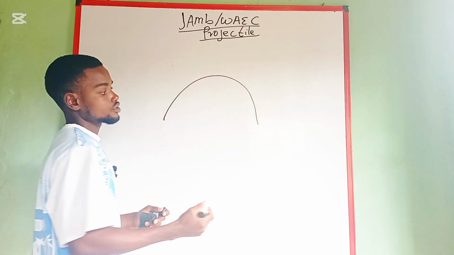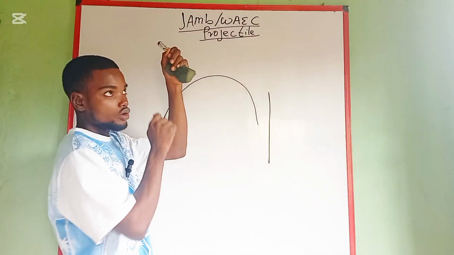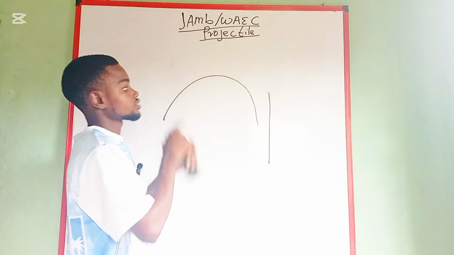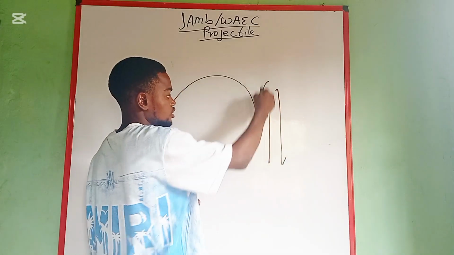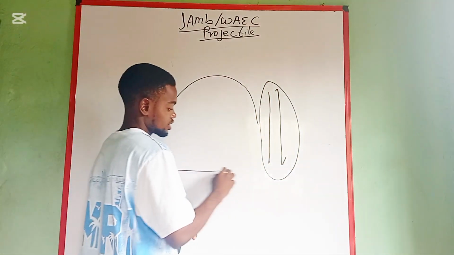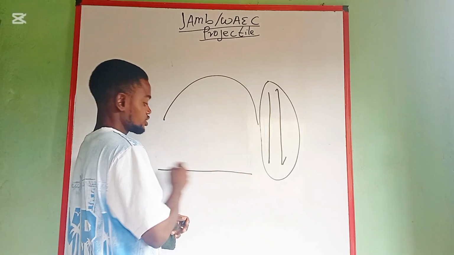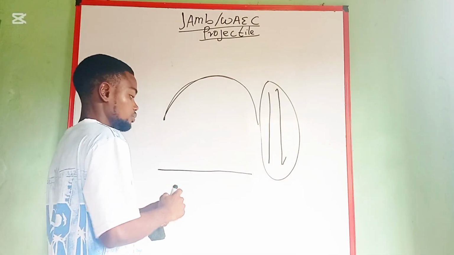Now you can have something that is moving straight, when you throw something vertically or you shoot a gun vertically upward like this. That gun will reach a point, and it will fall back. Now this is not a projectile, right? When you also throw something straight forward, this is not a projectile. So it must be in a parabolic way to be a projectile.